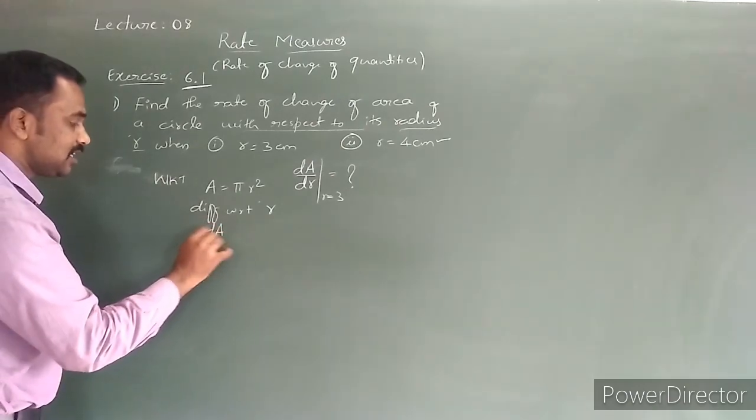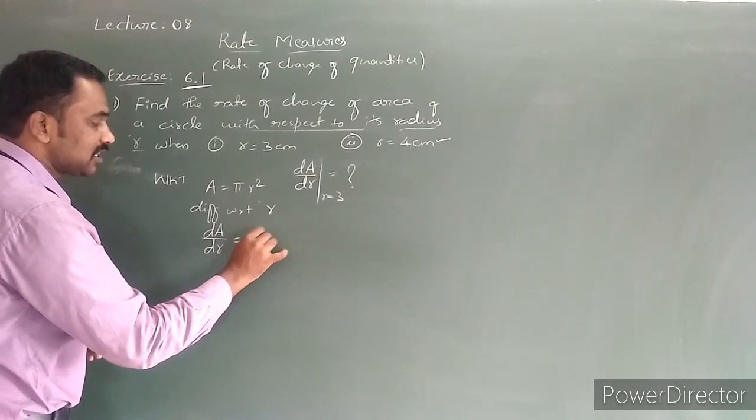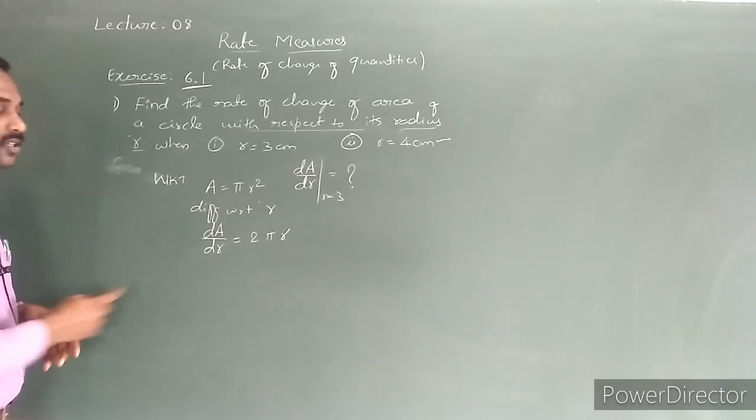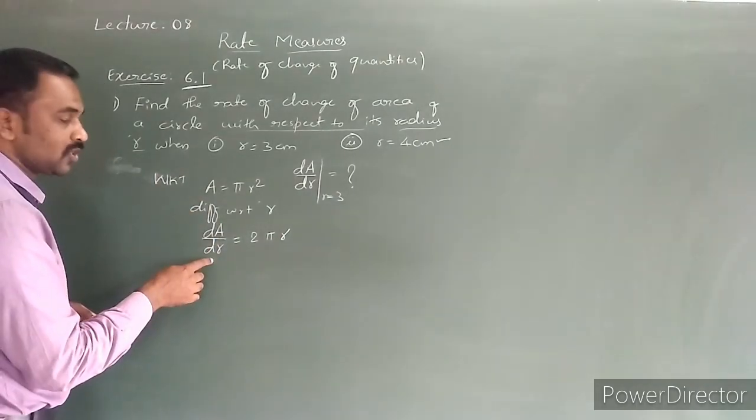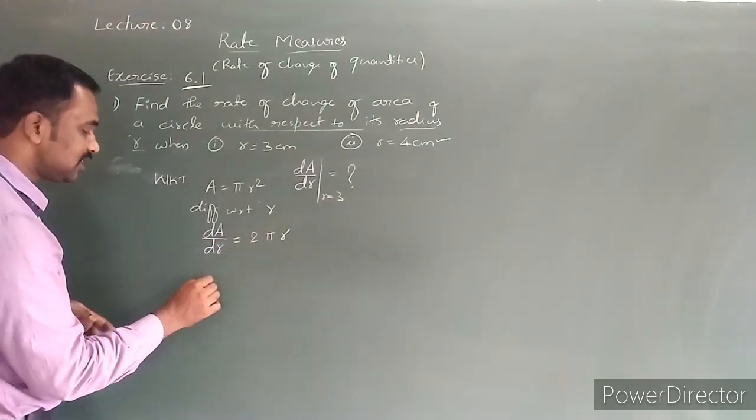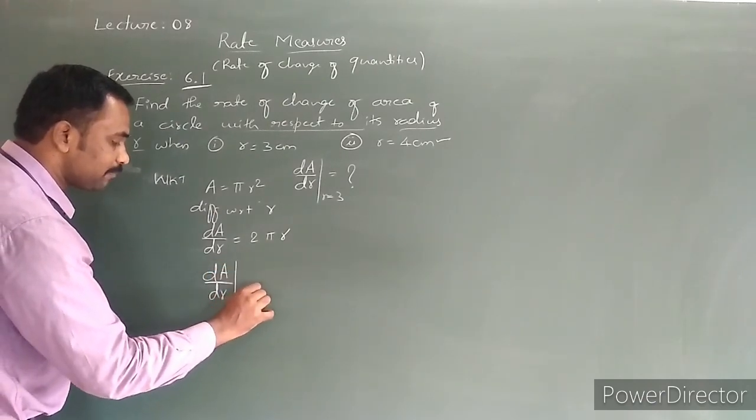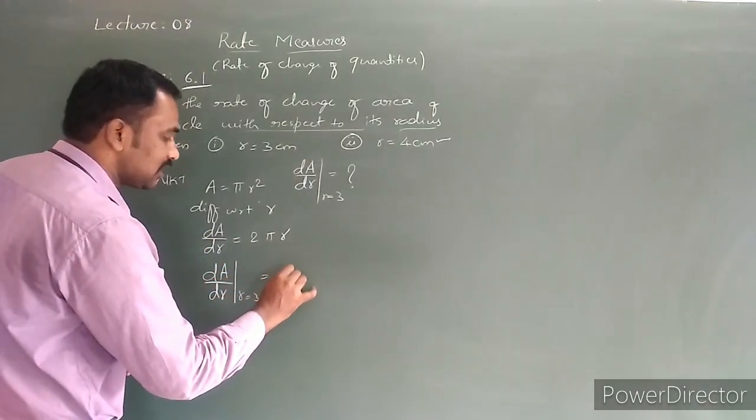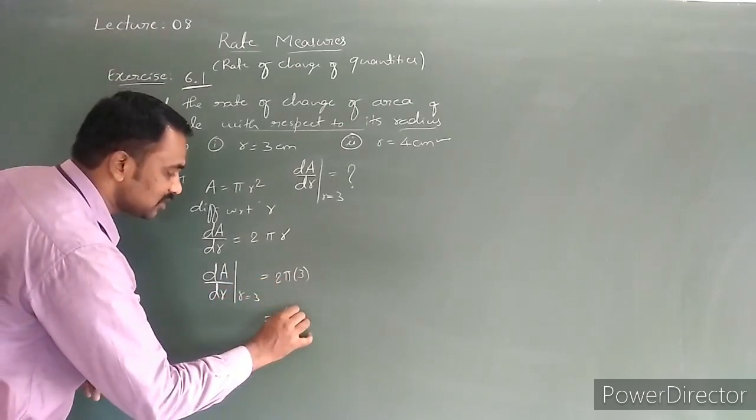So dA divided by dr is equal to pi, the coefficient as it is, times the differentiation of r square, which is 2r. With respect to r only I am differentiating. Now we need the rate of change whenever r is 3 centimeter. Replace dA divided by dr whenever r is equal to 3 centimeter: wherever r is there, replace it as 3. Finally we get 2 times 3 is 6 pi.